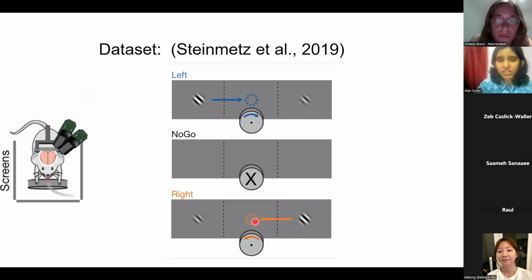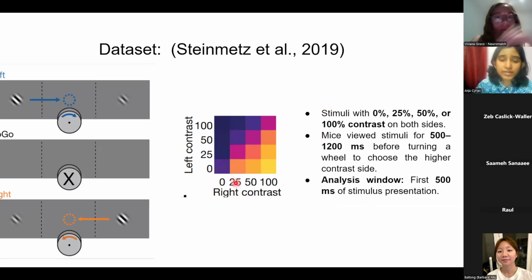There were different combinations of contrast on the left and right side that the team presented the mice with. It looked like this. There is a contrast level of 0, 25% contrast between the lines in the disc, 50% contrast between the lines in the disc, and 100% contrast, and the same for the left side and the right side. So overall, there are this many combinations of contrast tasks that were presented in front of the mice.